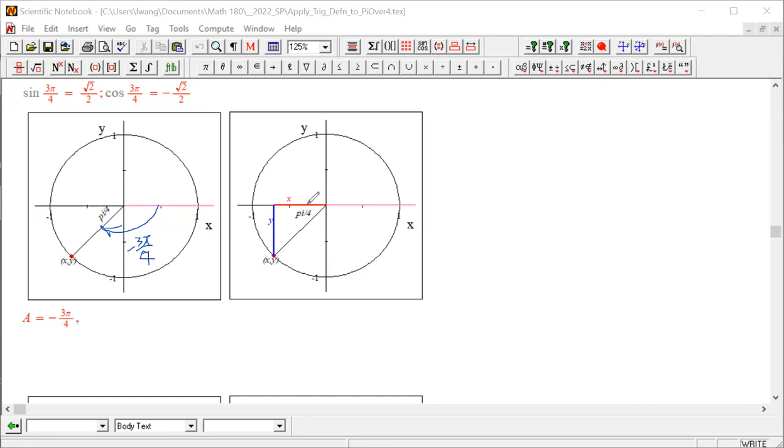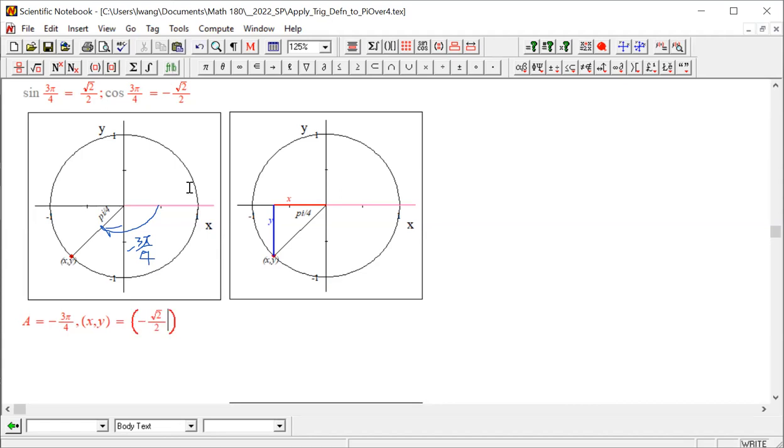The reference angle is pi over 4. So this is still the same triangle as the one we had in the first quadrant, except the two legs are negative. The hypotenuse is still 1. So we know how long they are. We just have to make sure we take the sign into consideration because it's in the rectangular coordinate system. So this time it's going to be negative root 2 over 2, negative root 2 over 2.